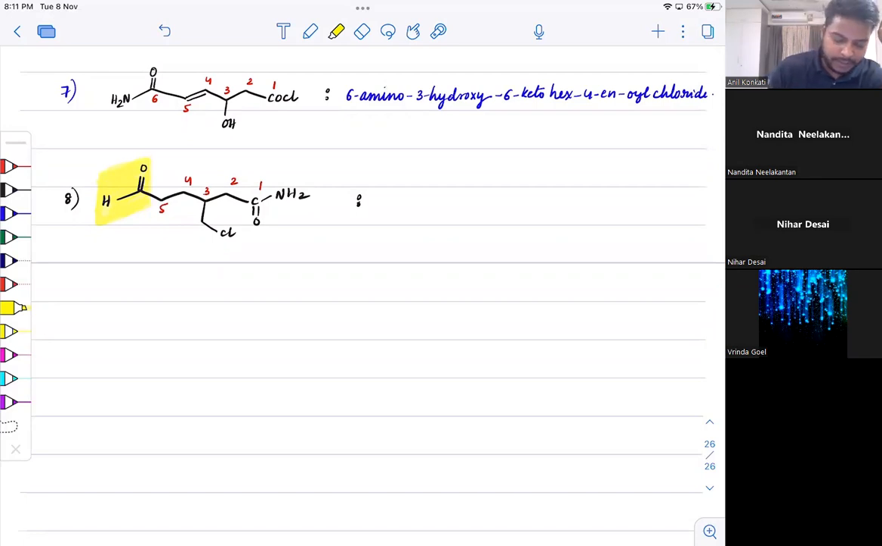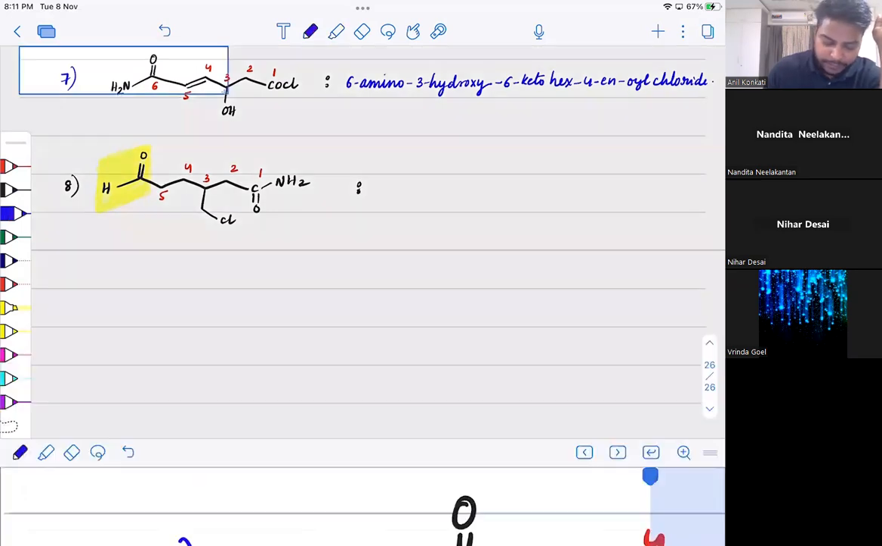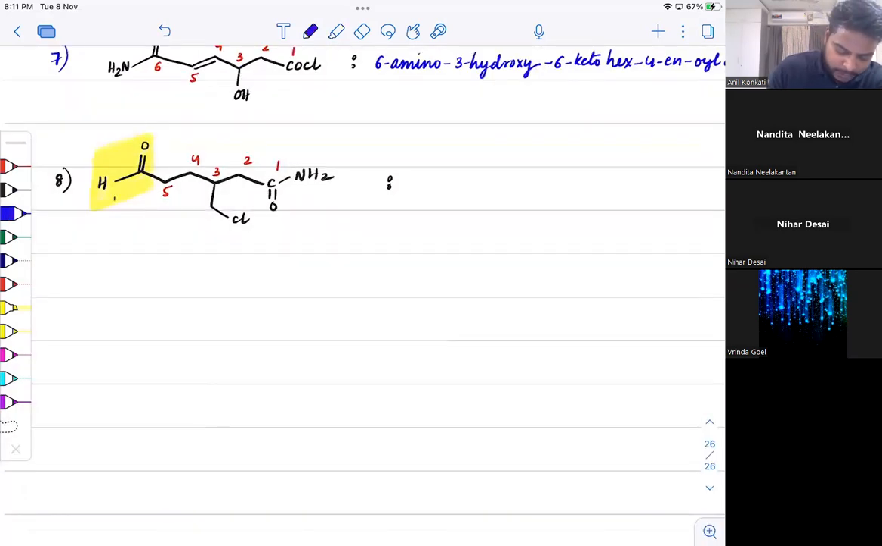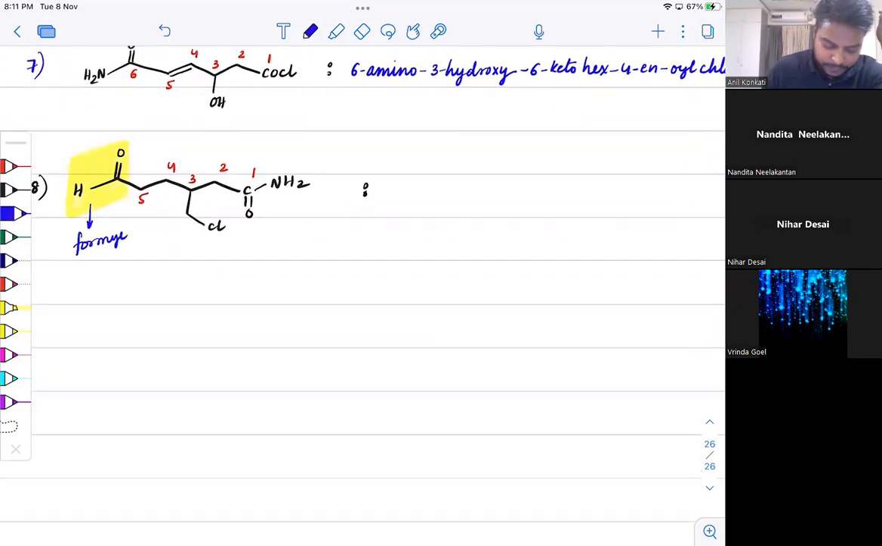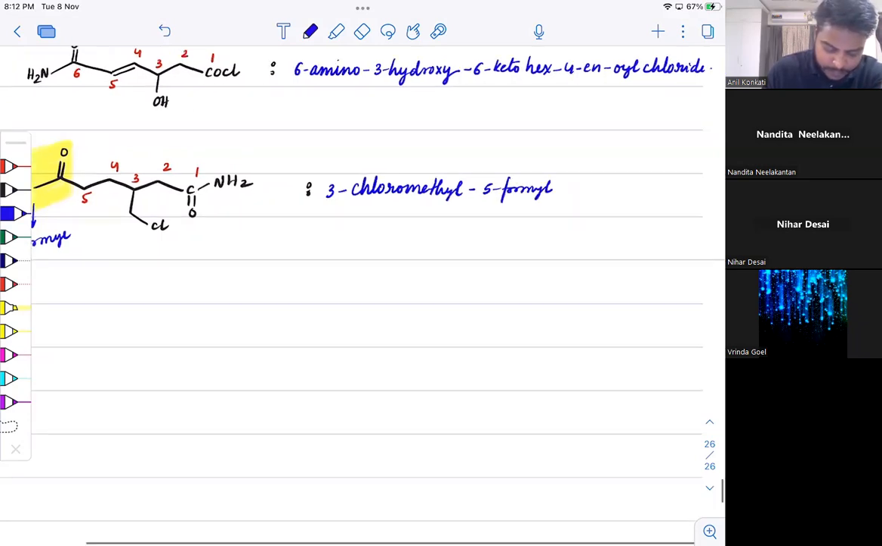Guys, have you understood what I'm saying? So now I will keep that 5 like that, and on the 5th position I have formyl. Now I'll read this as a formyl group. On the 3rd position, I have chloromethyl. Rest all is no name. So chloromethyl will come first alphabetically. So 3-chloromethyl, 5-formyl, and this entire thing is pentanamide. Pentanamide.